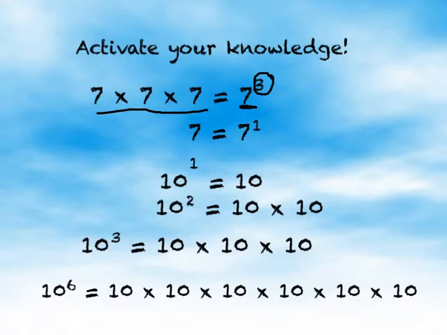10 to the first power is the same thing as just saying 10. 10 to the second power is the same as doing 10 times 10, or 10 multiplied by itself 2 times. 10 to the third power equals 10 times 10 times 10, or 10 multiplied by itself 3 times. 10 to the sixth power is the same thing as saying 10 multiplied by itself 6 times, or 10 times 10 times 10 times 10 times 10 times 10.